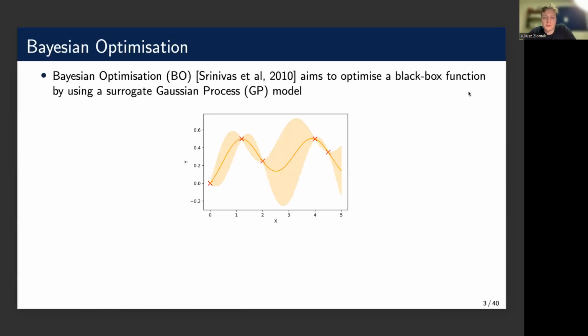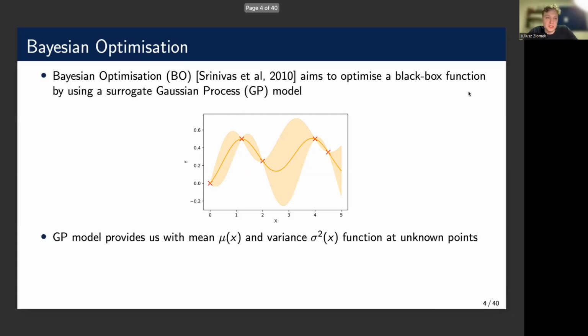So just to give you a bit of background, Bayesian optimization is a method for optimizing unknown black box functions by using a surrogate Gaussian process. You can see an example of a fitted Gaussian process on this image. The Gaussian process provides us with a mean, shown with a solid line, and a variance, shown as a shaded region. It fits the function to the known points, and on the points where we don't know the function value, it extrapolates from the known points and provides us with some uncertainty of that extrapolation.